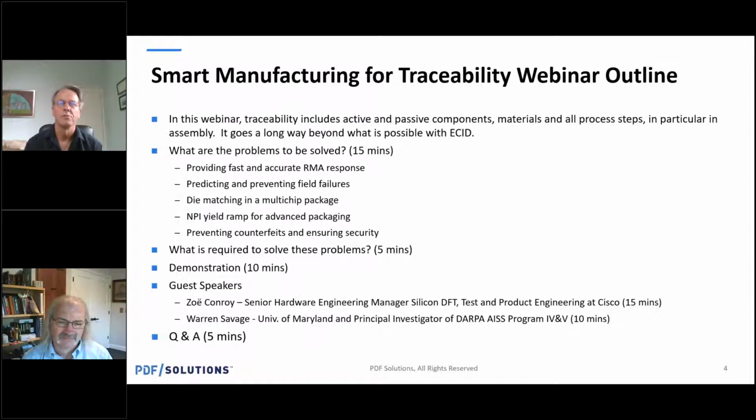Then, having gone over that, I'm going to try to summarize what you need to put in place to solve these problems, and then give a brief demonstration of the Exensio product, which is one of those solutions. Then we'll move on to the guest speakers, Zoe and Warren. And hopefully we'll have enough time left for some Q&A when we get to the end, assuming I stay on time, which I'll attempt to do. Can I have the next slide, please?